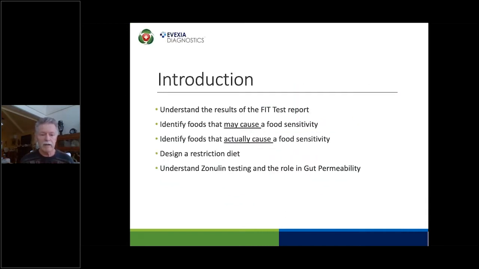So what we'd like to do is just understand the results of a fit test report. They're pretty straightforward, but there are some guidelines. We want to identify foods that may cause a food sensitivity. Those would be positive foods. Identify foods that actually cause a food sensitivity, and those occur after you do an elimination diet. This will enable you to design a restriction diet that will then be focused on patient intervention and patient health, and then understand Zonulin testing and the role of Zonulin in that particular test in gut permeability. So at first, let's just discuss a few simple concepts in the next slide.